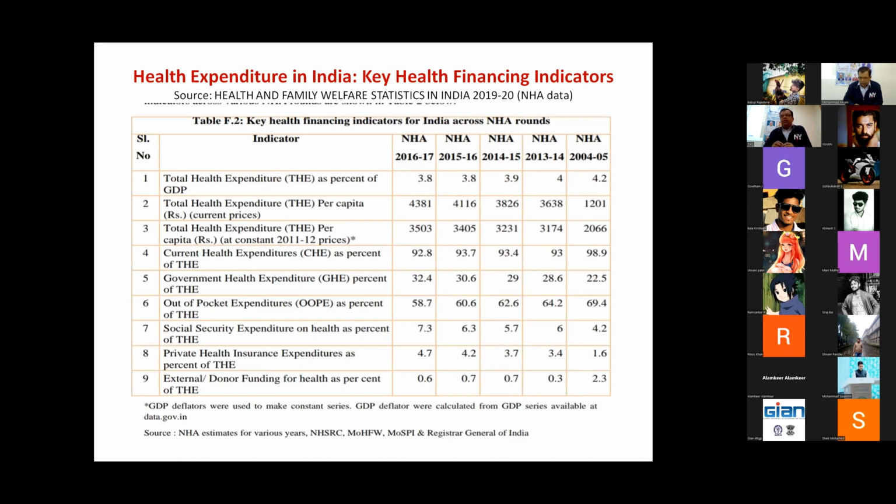One thing that we can understand over here is that over the decades, this allocation has slightly decreased. That is the total health expenditure. Now we move to the next figure, that is total health expenditure per capita. Per capita, we all know, when we divide the gross by the population, we get the per capita.